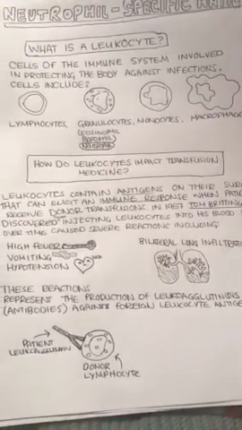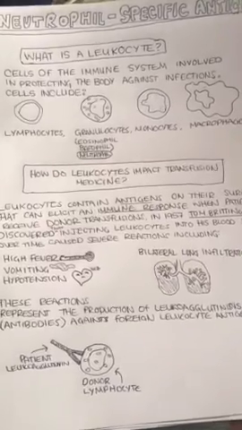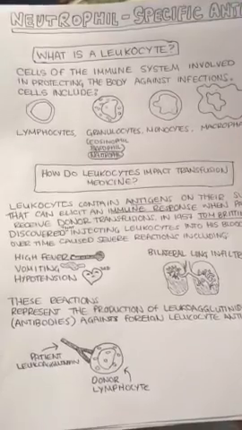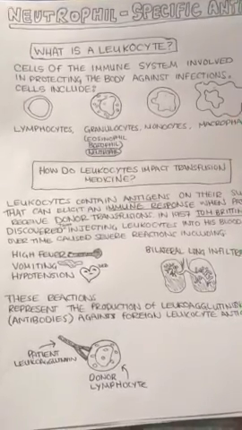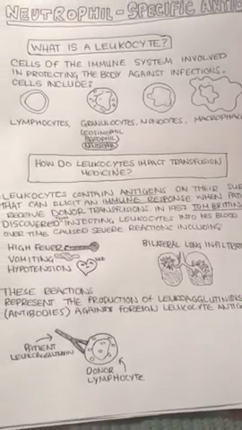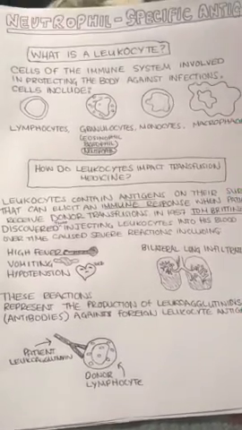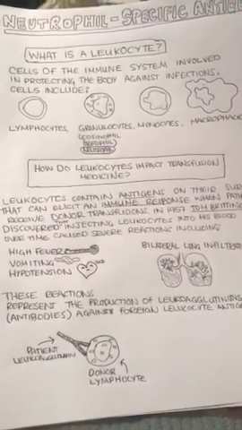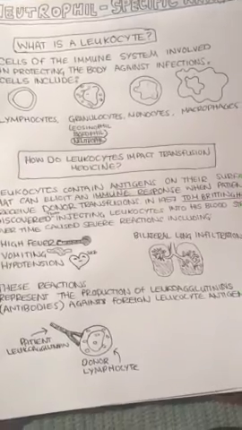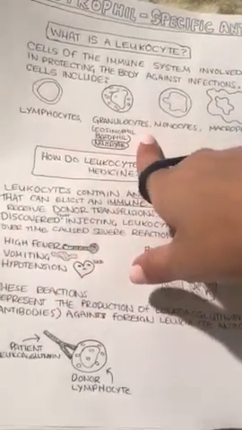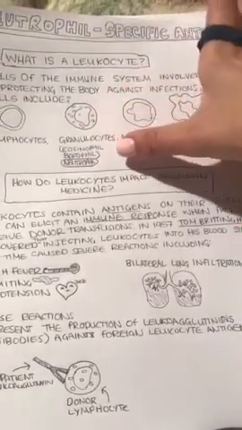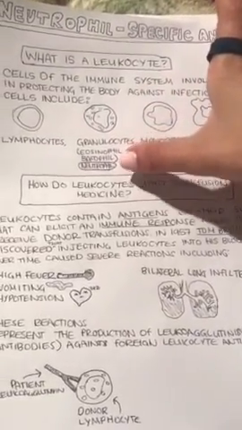The first one is, what is a leukocyte? As we all know, a leukocyte is a cell of the immune system that is involved in protecting the body against infections. So for any foreign invader in our body, our major cells in combating those foreign bodies are cells like lymphocytes, granulocytes, monocytes, macrophages, and of course the granulocytes include eosinophils, basophils, and neutrophils.